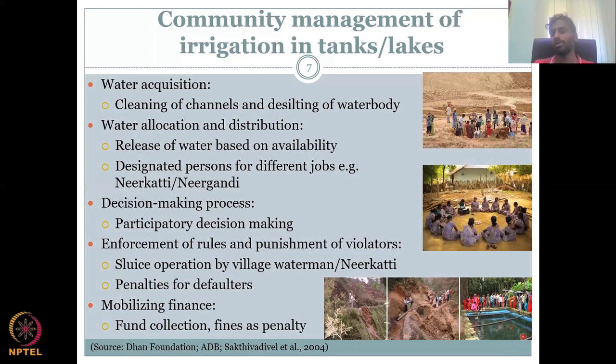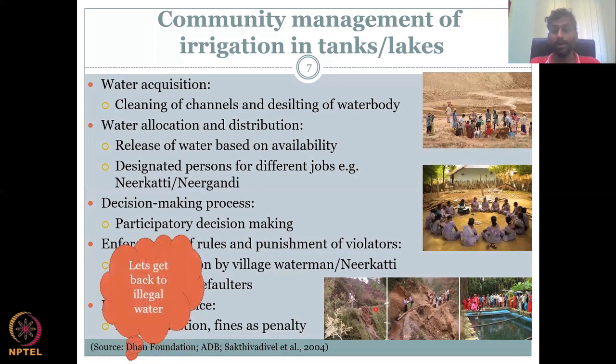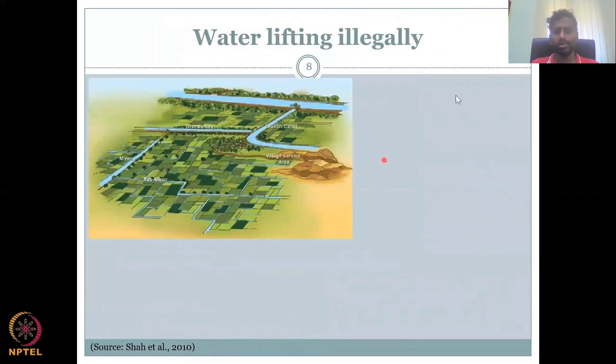And that money is now being put into infrastructure costs. So it is a very good scheme where the communities themselves manage and monitor the water. But let's get back to a classic example of illegal water. So now I've seen how communities can take part. Let's go through this slide, the last slide for today, on how water lifting illegally is being done.